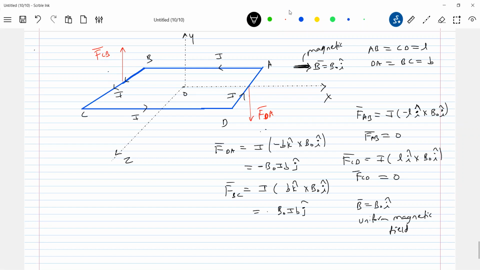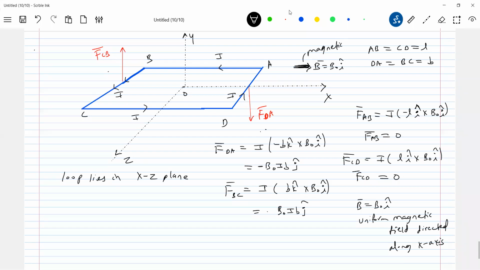The loop, I'm not suspending anything. I'm just setting it free. It is kept in a uniform magnetic field directed along the x-axis. What about the loop? The loop lies in the XZ plane. These are the prior conditions. Is there any talk about torque?